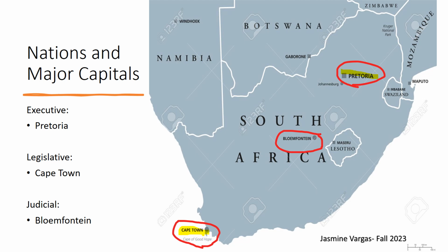And the judicial is the last one for today. And the capital is Bloemfontein, which is right here. It is considered a free state with providence.